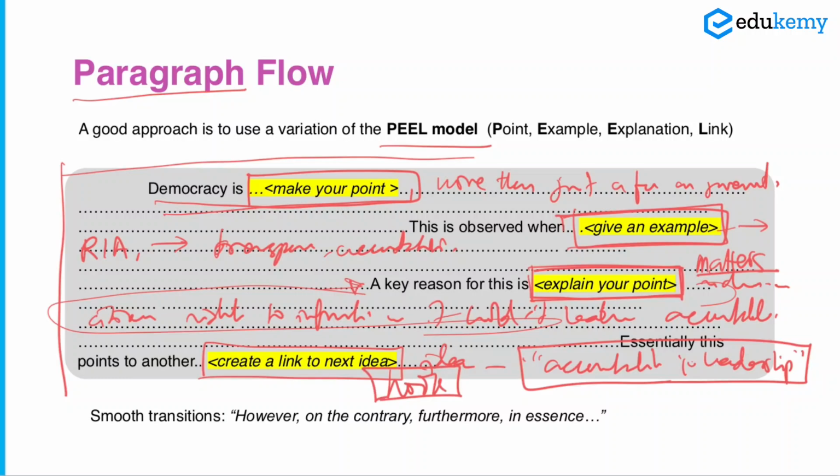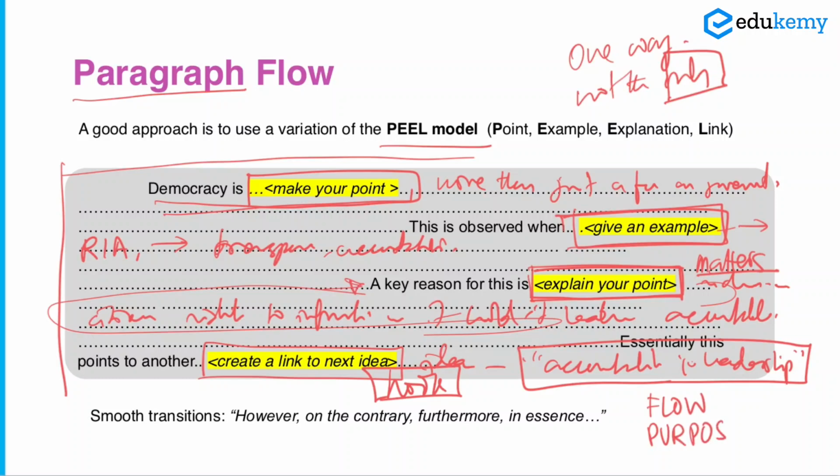So this is one way. Remember, this is not the only way. There are other ways paragraphs can be written, and sometimes it is dictated by the topic and the arguments. So what is this example doing? It is making sure that there is some flow in your writing and that it is purposeful. It gives a sense of direction to your writing and makes sure that you are reaching your destination.